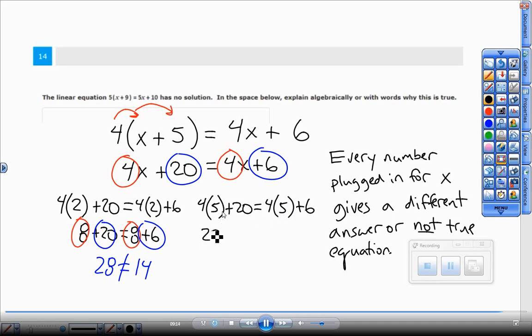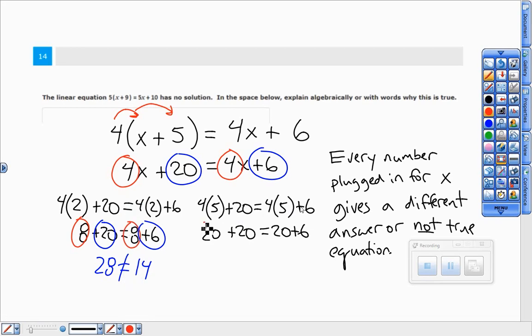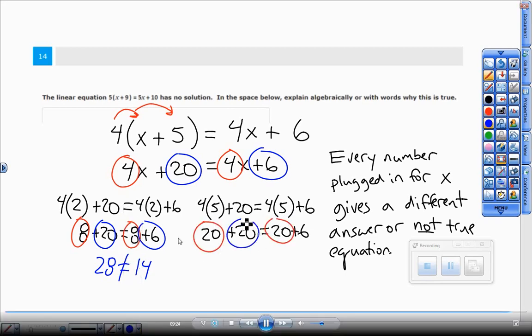If I plugged in like a 5, 4 times 5 plus 20, and then another 4 times 5 plus 6, again 20 plus 20, and then 20 over here plus 6, will never give you an equation that works. We want you to notice that. Again, show me math, show me in words, you'll never get a solution.